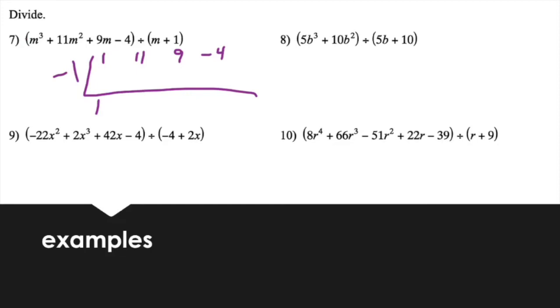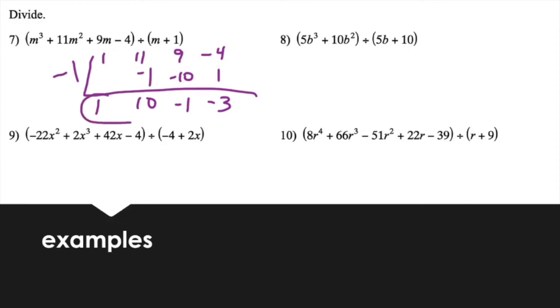Bring down our 1 and multiply. Multiply, we get negative 1. Add, we get 10. Multiply, we get negative 10. Add, we get negative 1. Multiply, we get 1. Add, we get negative 3. We're not done. We still have to write the answer.